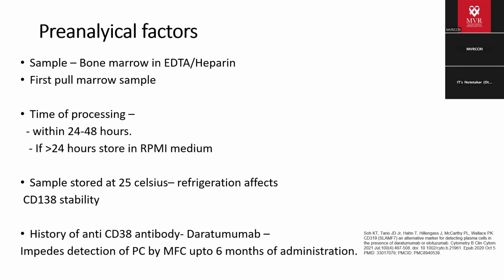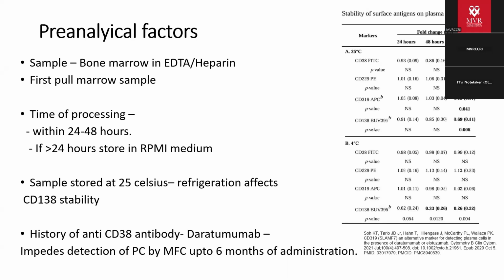So if we are doing MRD, please call up the lab and inform us beforehand that a myeloma MRD sample is coming, and please send it early in the morning so that we can process on the same day. The samples are preferably stored at 25 degrees Celsius, that is normal AC temperature. Refrigeration is not recommended because refrigeration will affect the stability of one of the antibodies that we use for plasma cell detection, that is CD138. There was a study by So KD where he found that while storing at 4 degrees Celsius, the CD138 shows a definite degradation starting from 48 hours. So the sample is preferably stored at the normal 25 degrees Celsius, that is normal AC temperature.